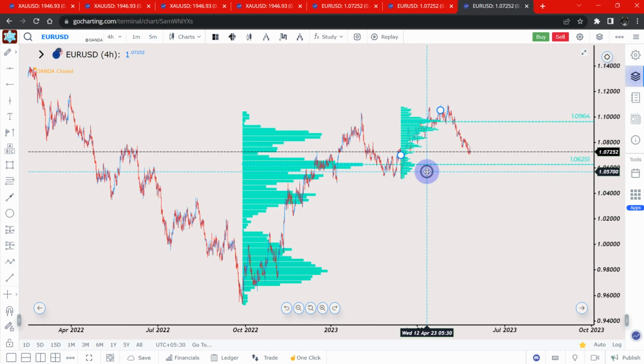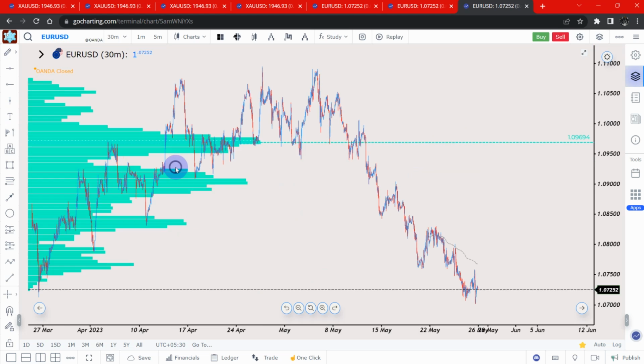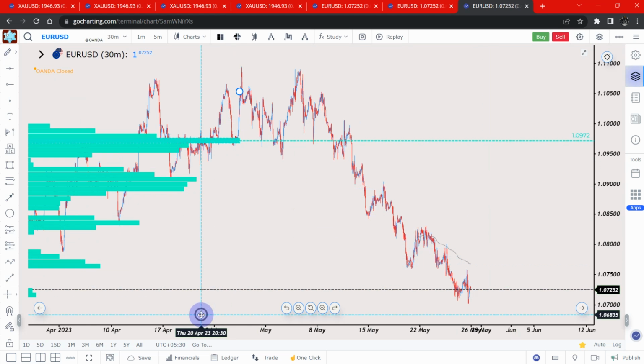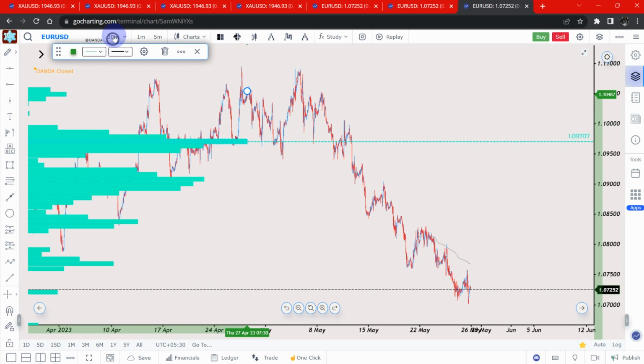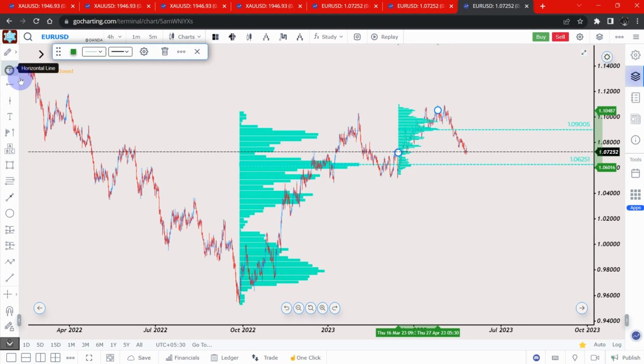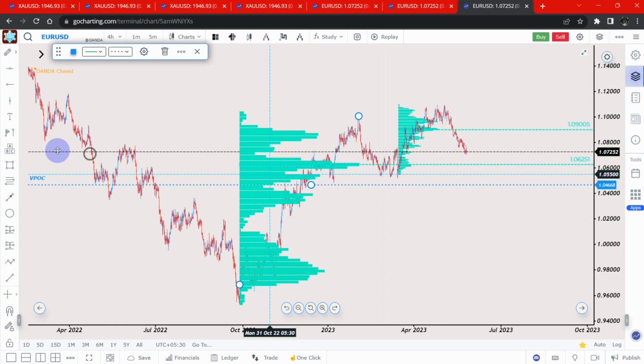So this is 1.060 that we just discussed, and the next volume node is somewhere here. Okay, we'll just shift it a little bit lower so we can go even further down. Let's go back to 4 hours. So there's a lot of data there. The zone that comes for us is somewhere here, and this one that we spoke about, this volume node.